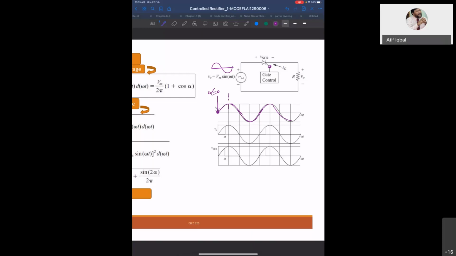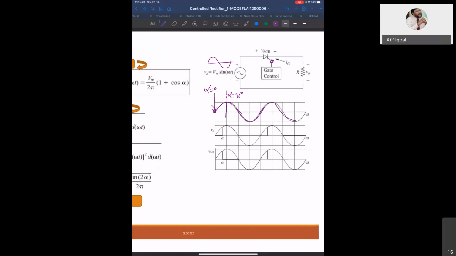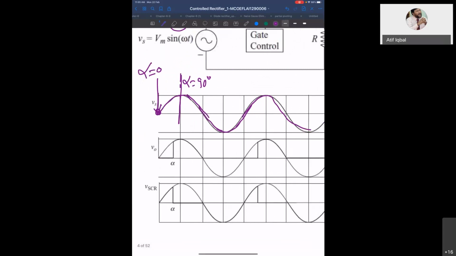Now if you apply the gate pulse at this instant, this is alpha equal to 90 degree. Because you know that this is 0 degree, this is 90 degree, this is 180 degree, this is 270 degree, and this is 360 degree. This is one cycle. So any delay in the application of the gate signal will affect the output voltage. Okay, so if we apply the gate signal at some angle here, say alpha.